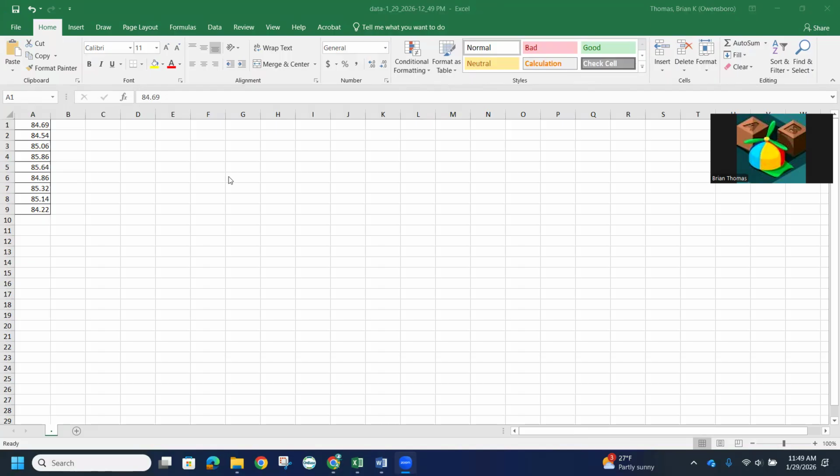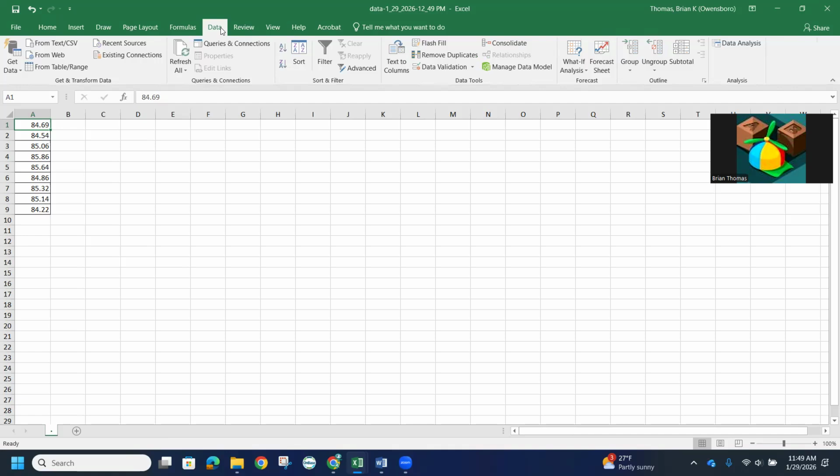So one thing that's not a bad idea is to sort it. If we go to Data up here, there it goes. And if I highlight these numbers here and hit sort A to Z, it should move them there.